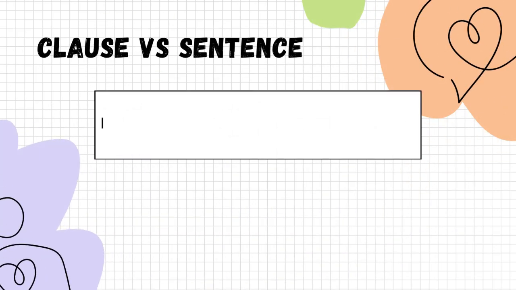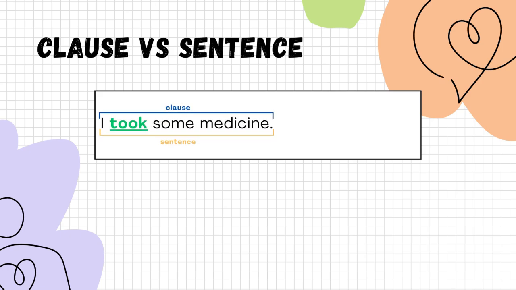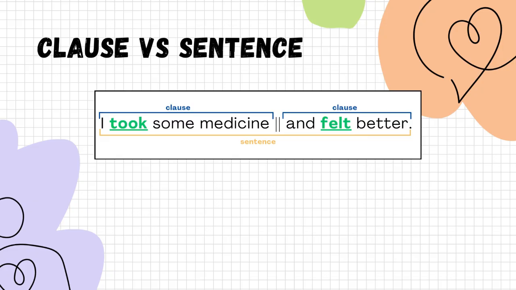For example, I took some medicine. This is a sentence that contains one single clause. It's centered around the doing process, took. Now let's add another clause. I took some medicine and felt better. This is still one sentence, but it now contains two clauses because there are two separate processes. The second clause is centered around the sensing process, felt. I'll go into more detail on this in a future video about logical meaning.